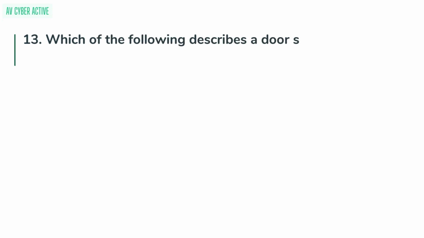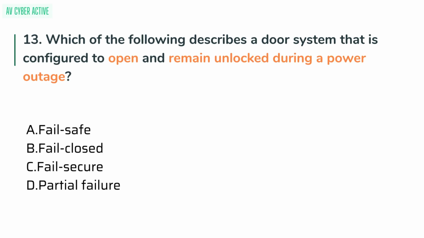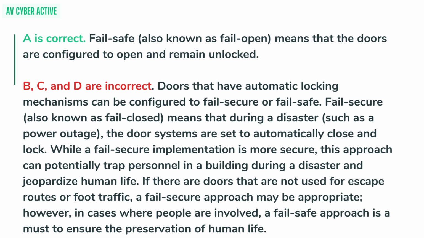13. Which of the following describes a door system that is configured to open and remain unlocked during a power outage? A. Fail-safe. B. Fail-closed. C. Fail-secure. D. Partial failure. A is correct. Fail-safe, also known as fail-open, means that the doors are configured to open and remain unlocked. B, C, and D are incorrect. Doors that have automatic locking mechanisms can be configured to fail-secure or fail-safe.